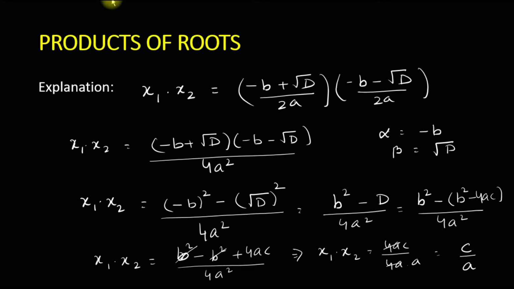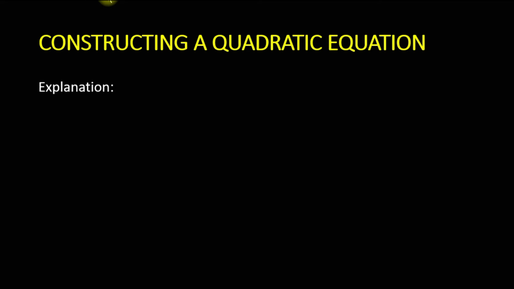This is very important in the formation of a quadratic equation. How to construct a quadratic equation? So we have the general quadratic equation ax square plus bx plus c equal to 0. On dividing both sides of this equation by a, we can write x square plus b over a into x plus c over a, equal to 0.